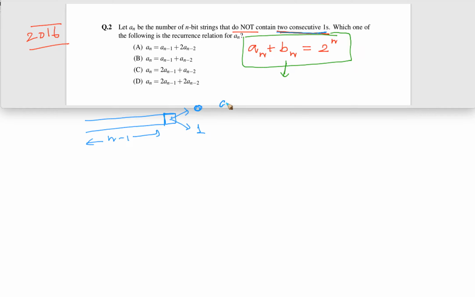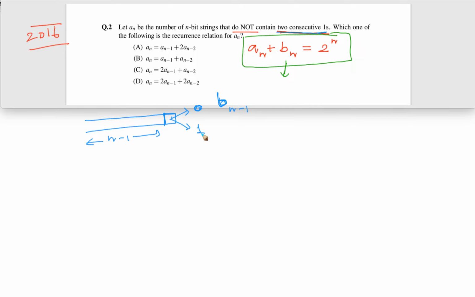So my point is simply that whatever is the number of n minus 1 bit strings which have two consecutive ones, simply append 0 and we will get that. Appending 0 is not going to change whether that particular string has two consecutive ones or not.